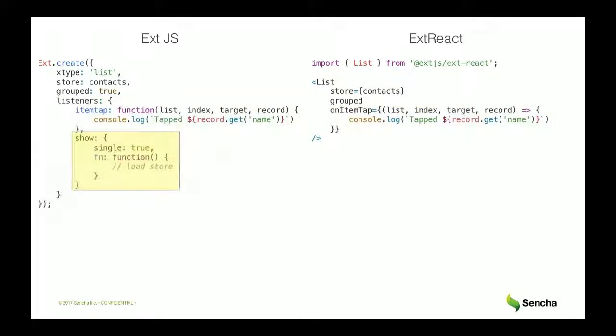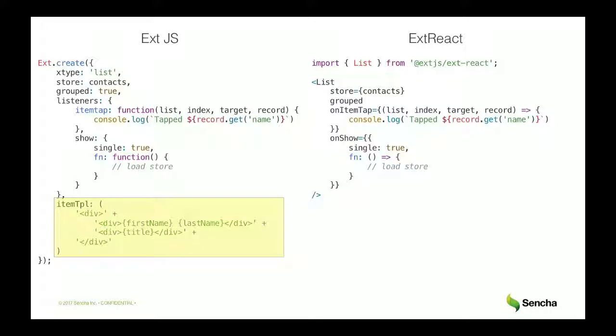And in fact, we can use some of the other variants of event handling as well. In ExtJS, you can configure an event with single: true so that it only fires the first time that event is fired on that component, and then all other times it's just ignored. So here we're doing something special on the first show of our list. We're presumably doing something like loading from the store. And we can do the same thing in ExtReact just by providing an object instead of a function to our onShow prop.